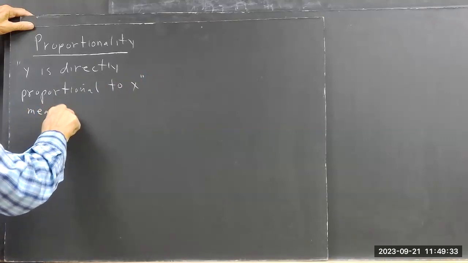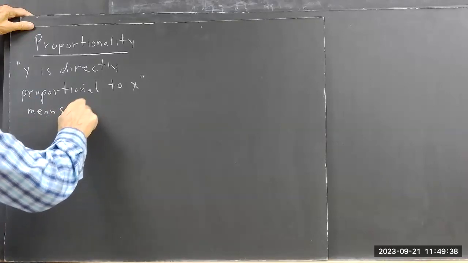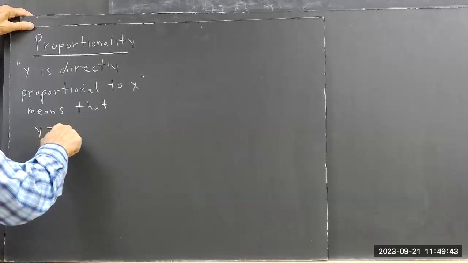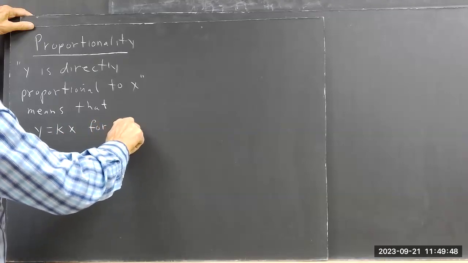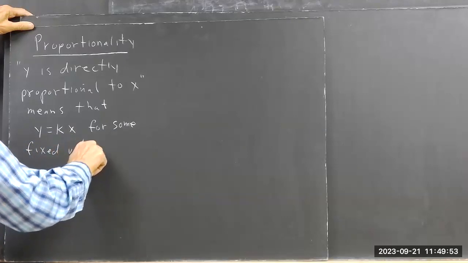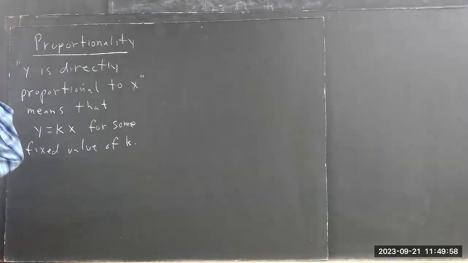To say that y is directly proportional to x, we mean that y equals kx for some fixed value of k. What would the graph of y equals kx look like?